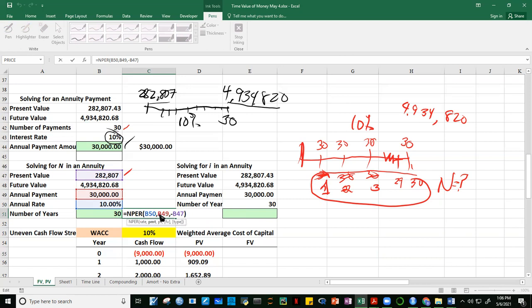Pwede naman tayo mag-assume. Kasi kung i-negative natin itong 30,000, ibig sabihin tayo yung nagbabayad every year ng 30,000 for the next 30 years. So, PV dapat positive. Parang loan siya. Nag-loan tayo ngayon, nakakuha tayo ng 282,807. Tapos in the next 30 years, magbabayad tayo ng 30,000. Okay, so that will also give you 30.